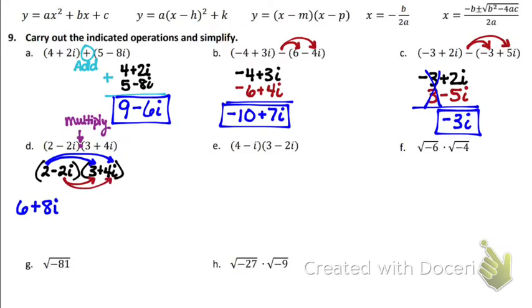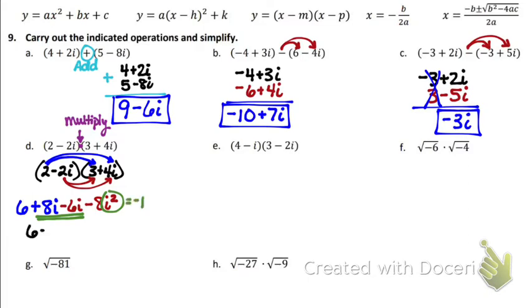What's negative 2i times 3? Negative 6i. What's negative 2i times 4i? Negative 8i squared. I times i gives me i squared. Do I have any like terms to combine together? Yep. These two that both have the i's. What do we know about i squared? What is that the same as? Negative 1.